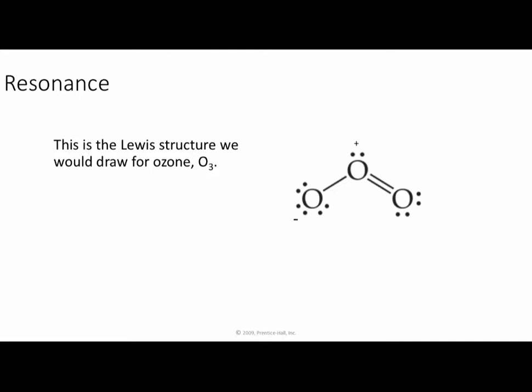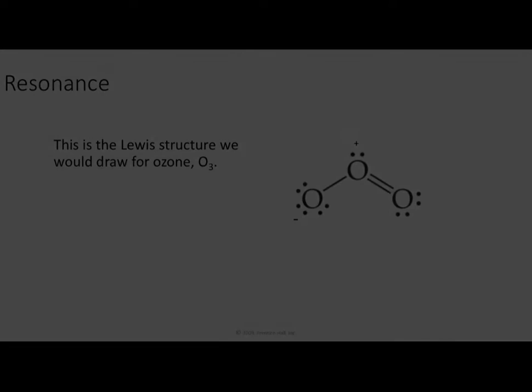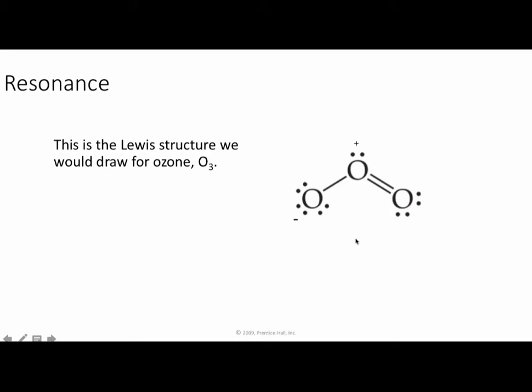Okay. Let's talk about resonance. Okay, so in resonance, we have a Lewis structure drawn for ozone. And we would expect to see a single bond on one side and a double bond on the other. So these lengths should be different. This double bond should be shorter. This single bond should be longer and weaker.